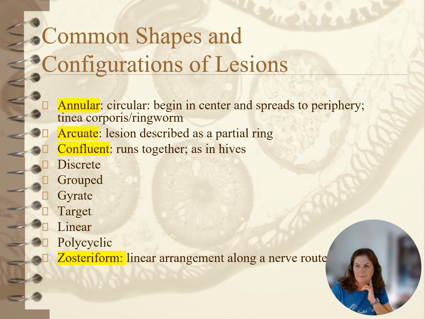Okay. Common shapes and configurations of lesions. Annular, circular, right? As in the anus, right? That's where that comes from, annular. So circular, benign in center, begin in the center and spreads to the periphery.